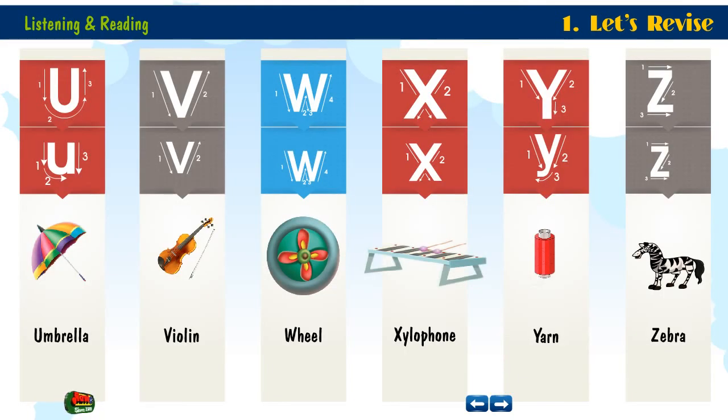Children, let's repeat again. U for umbrella, V for violin, W for wheel, X for xylophone, Y for yarn, Z for zebra.